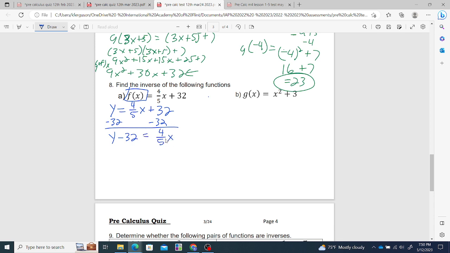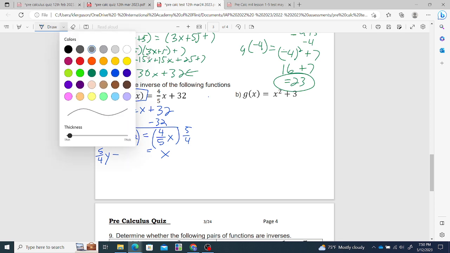Okay? I want to get x by itself. So the next thing I'm going to do is multiply both sides by the reciprocal, 5 over 4. So if I multiply 4 over 5 times 5 over 4, I get 1, so they cancel each other off. So I have x. So what equals x? 5 over 4 times y is 5 over 4y. Minus, so now I've got 5 over 4 times 32.